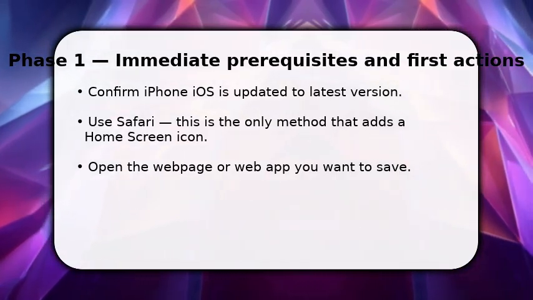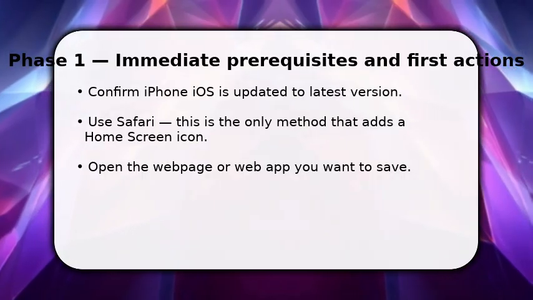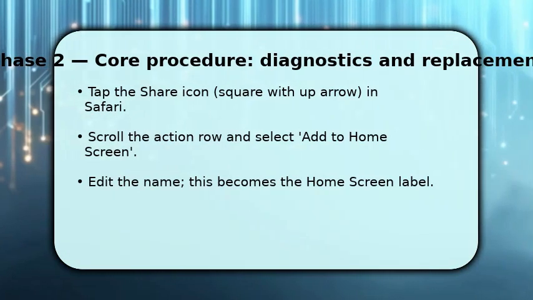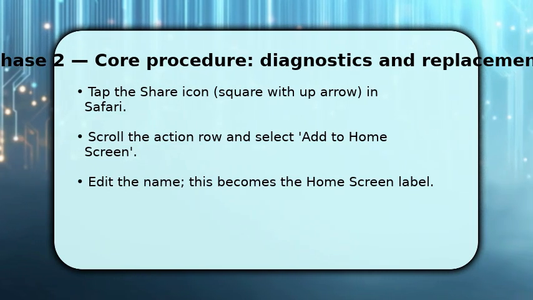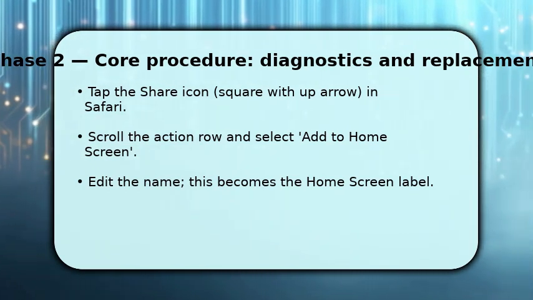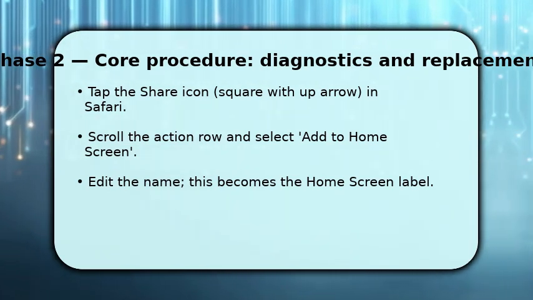Now look for the Share button at the bottom. Tap it to begin the Add to Home screen flow. When the Share menu appears, scan the Actions row. You might need to swipe left to reveal more options. Tap Add to Home screen. This creates a native-like shortcut.